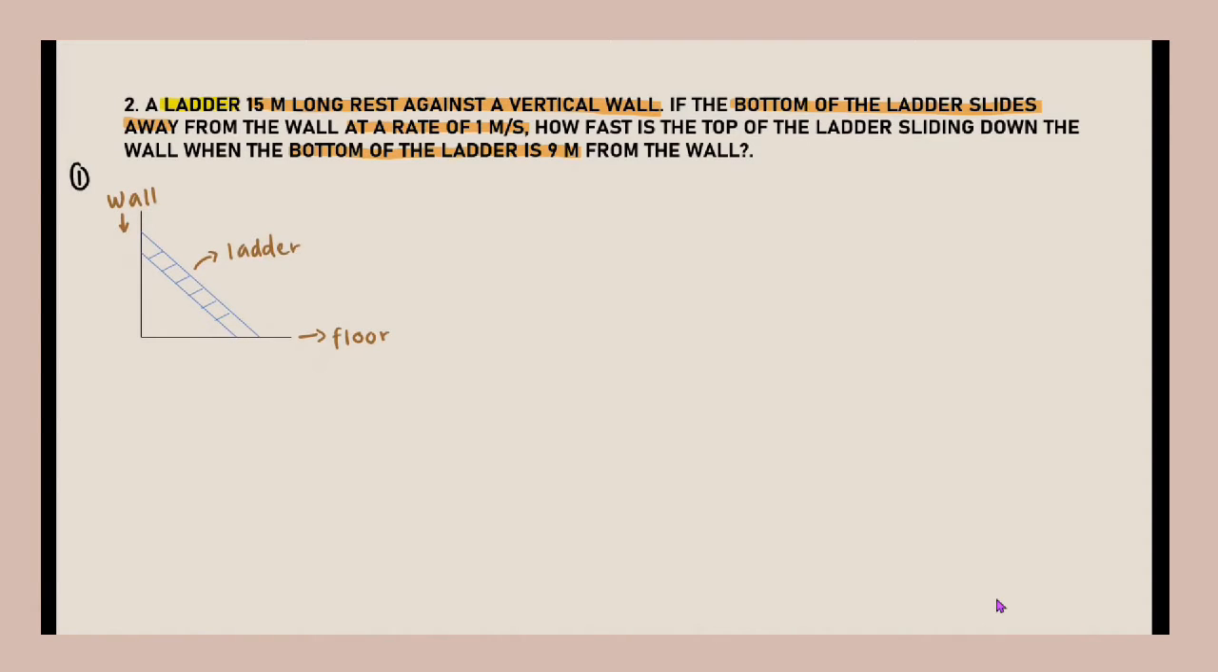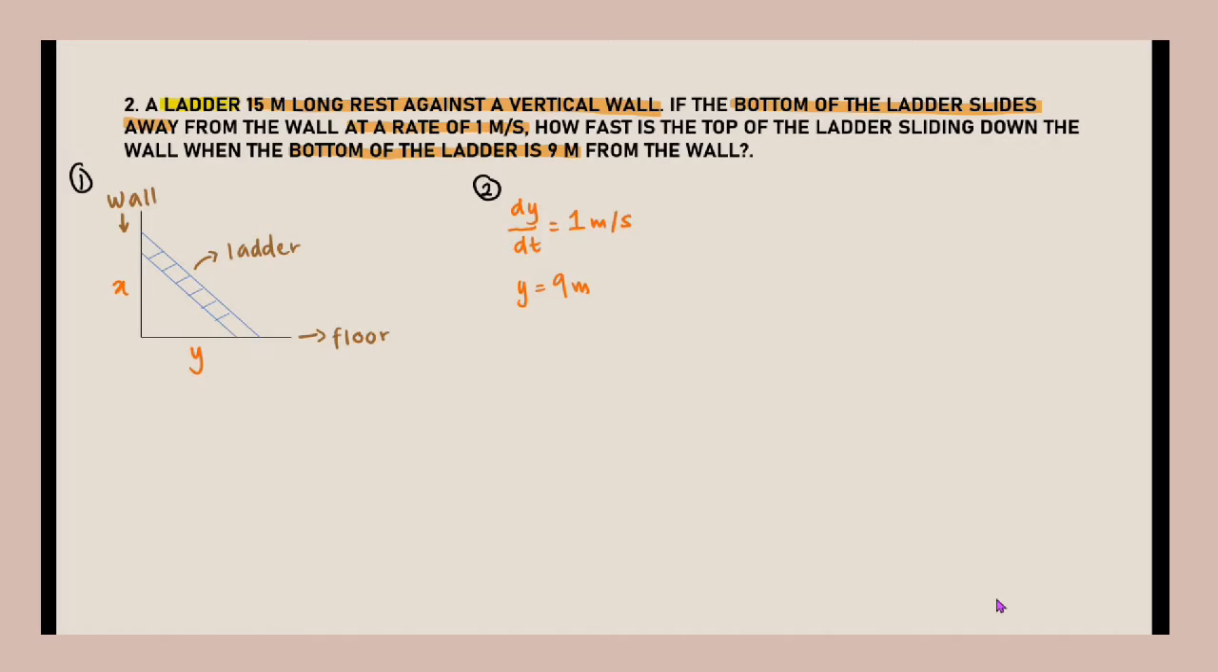The first thing you need to do is highlight all the important information in the question. The first step is you need to sketch the diagram and label all the dimensions. The vertical line represents the wall, and the horizontal is the floor and also the ladder. Next, you need to extract the information and find the formula that relates to the question. So the wall will be represented by x, and the bottom of the ladder will be represented as y.